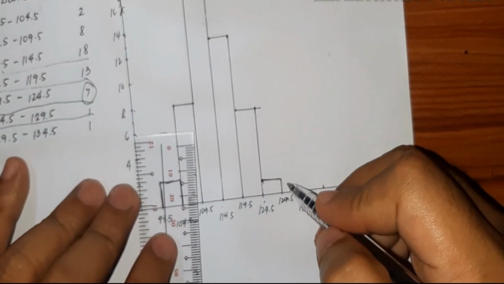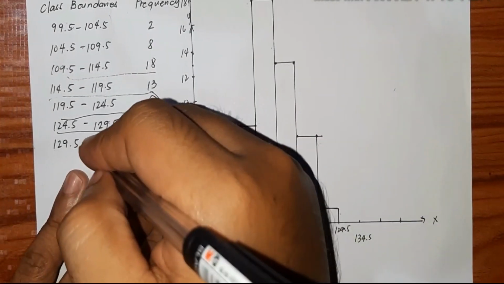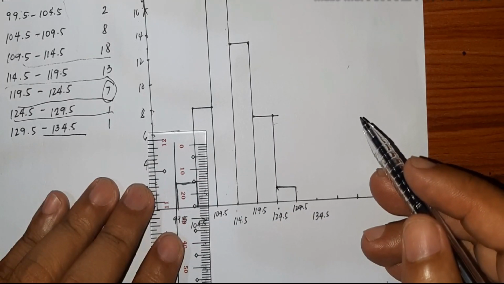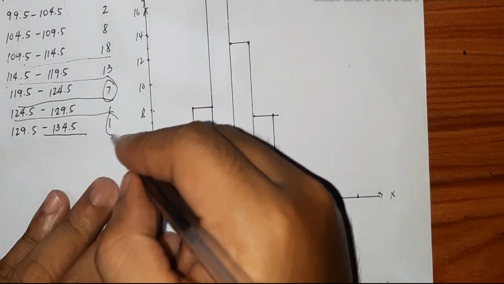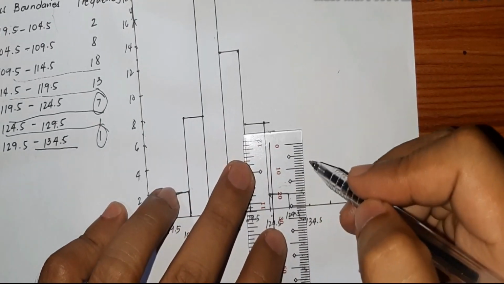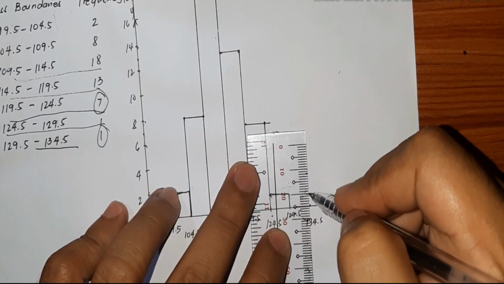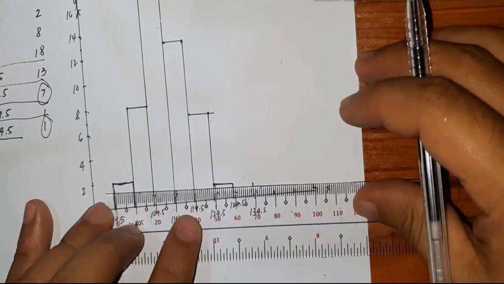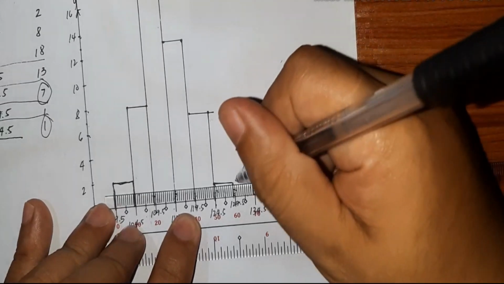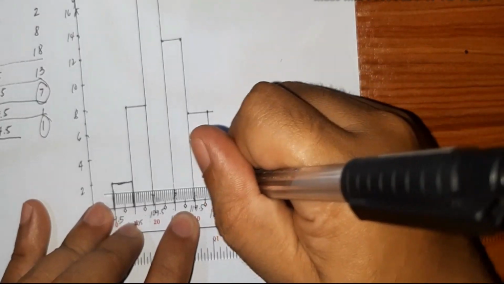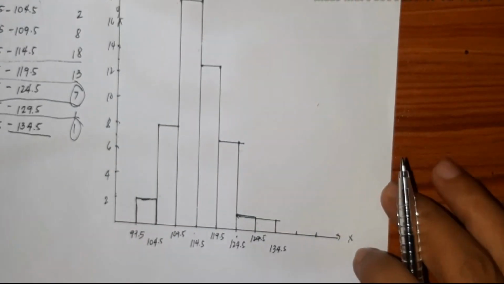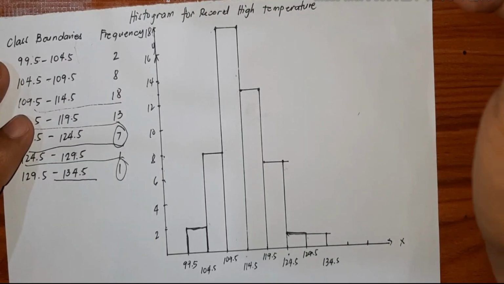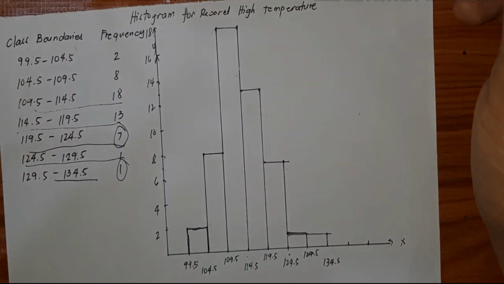So, last one from 129.5 to 134.5. Ito yun. So, merong 1 unit. So, same height para sa kabila. So, draw a line. Ayan. Okay, so that is how we create a histogram for the record high temperature.